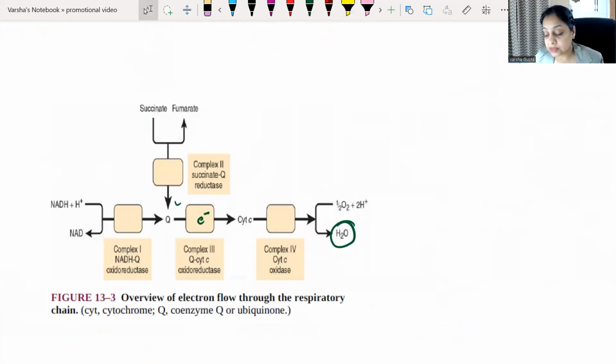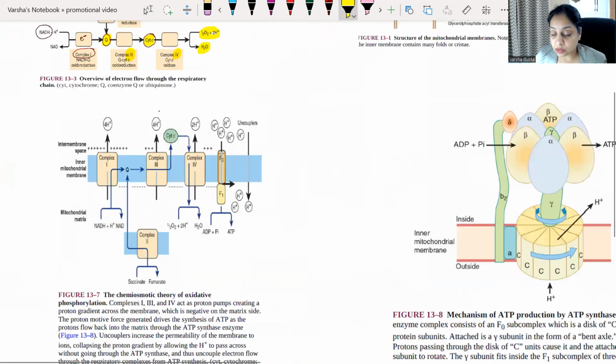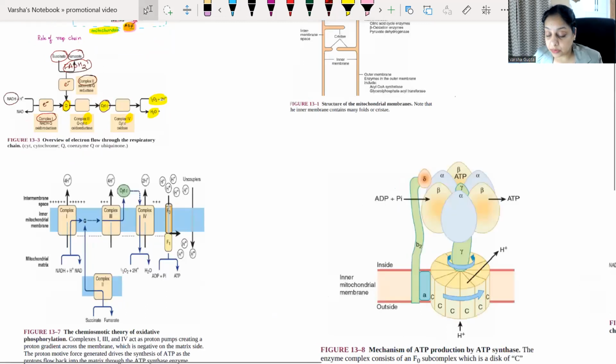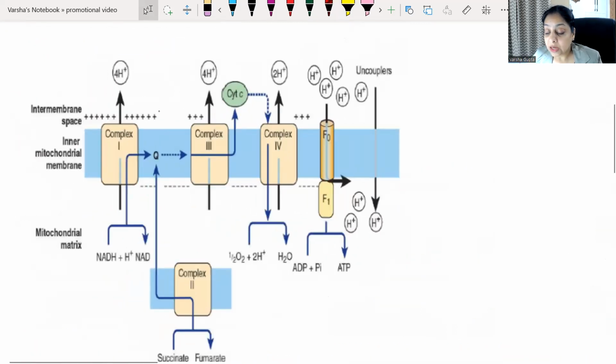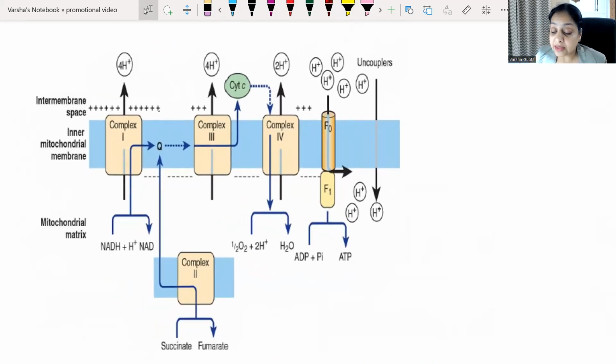This one is telling you the overview of how electron transport is happening. Who is involved? Q and C, cytochrome C is involved. You can make use of this also when they ask you a question in the examination hall. Now, this is happening during electron transport, right? When electron transport is happening, one more thing is happening, that is the release of protons in the intermembrane space.